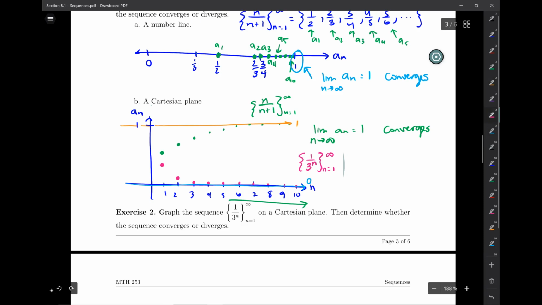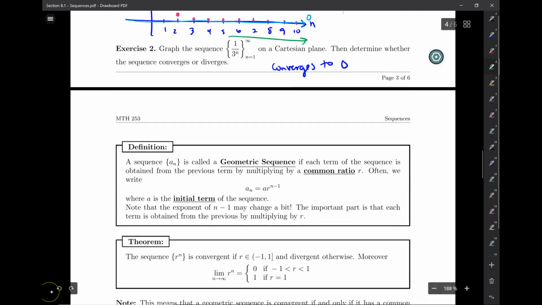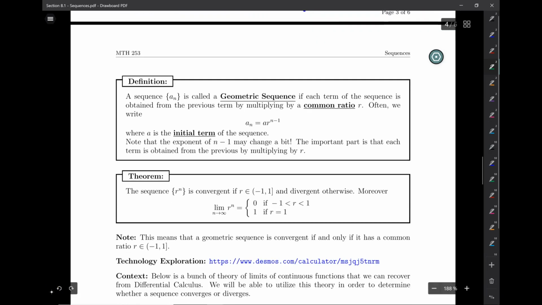Okay, so we would then say that this sequence converges to 0. This one converges to 1. I should specify what it converges to. Okay, let's keep going. All right, so now we've actually taken a look at quite a few examples so far.